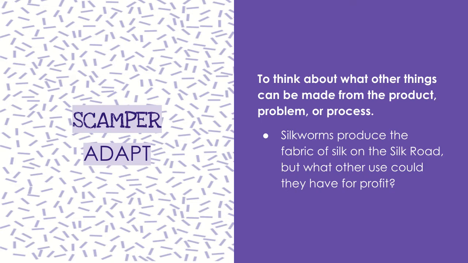Adapt is to think about what other things can be made from the product, problem, or process. For example, silkworms produce the fabric of silk on the Silk Road. A lot of silks there. But what other use could they have for profit?